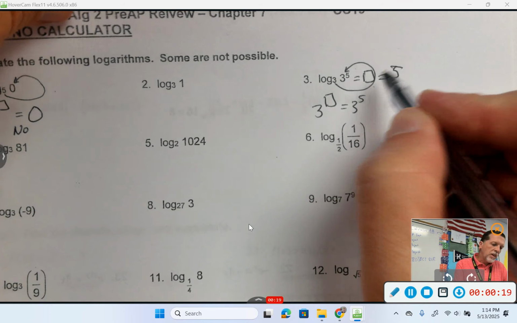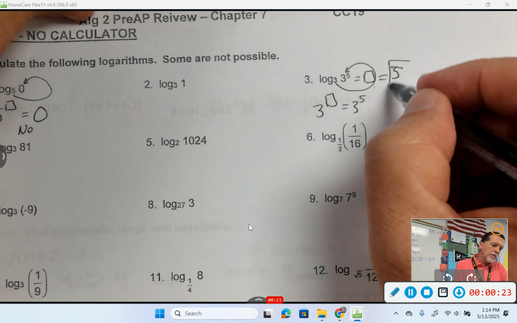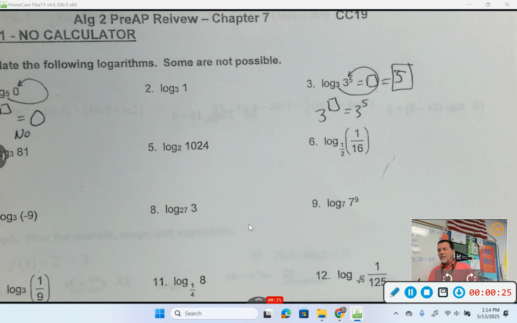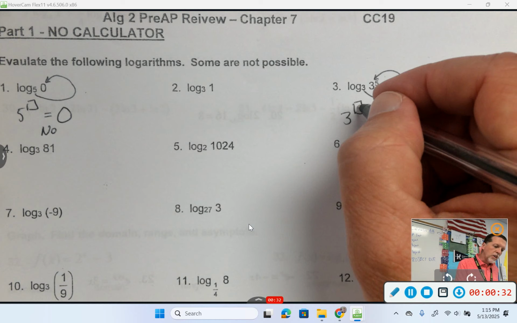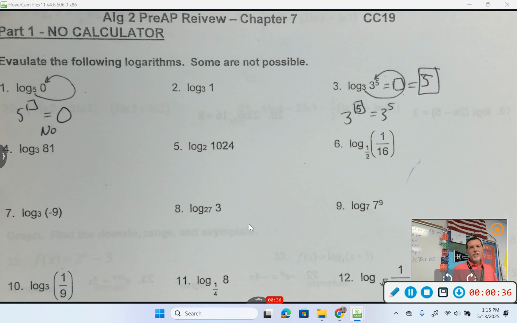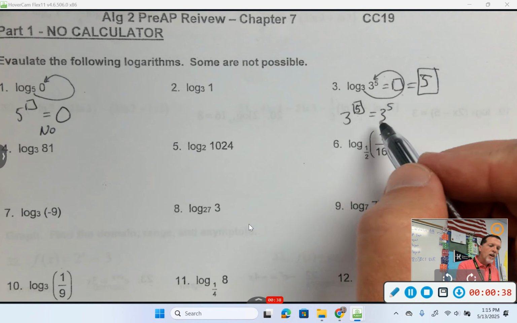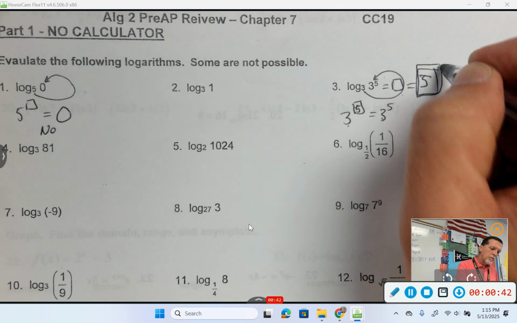3 to something equals 3 to the 5th. Well, that something's got to be 5. Be careful, though. The answer is 5. The answer is not 3 to the 5. The answer is 5. Some people get confused. They know a 5 needs to be there, and then they're like, oh, it's 3 to the 5th. No, the answer is 5. The reason is 3 to the 5th equals 3 to the 5th, but the answer is 5.